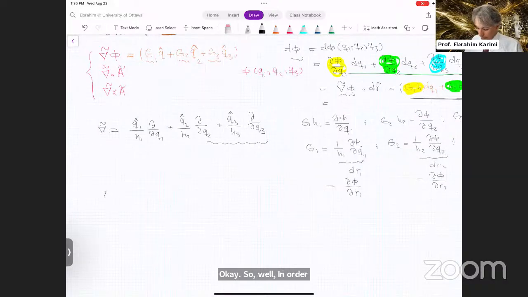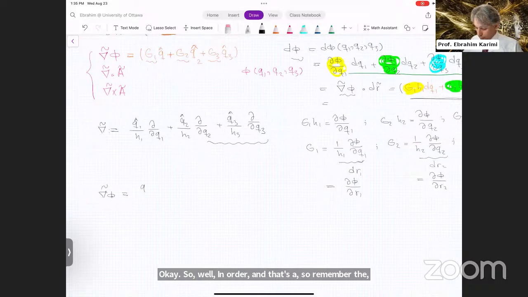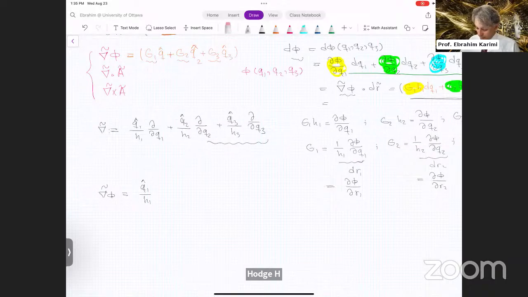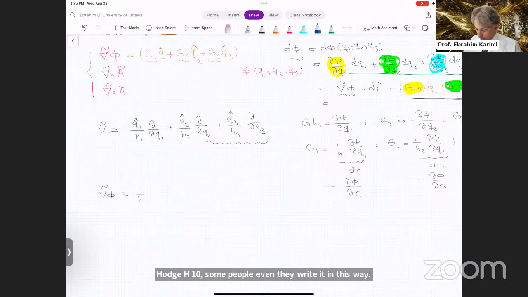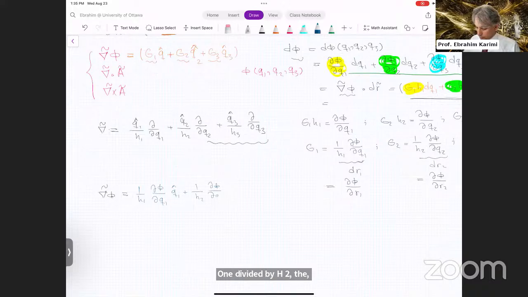So remember that the gradient of phi is easy now, and some people even write it in this way, so let's get familiar with it. They write it as 1 divided by H1 times the derivative of phi with respect to Q1, and then Q1 hat; 1 divided by H2 times the derivative of phi with respect to Q2, and then Q2 hat; and 1 divided by H3 times the derivative of phi with respect to Q3, and Q3 hat.